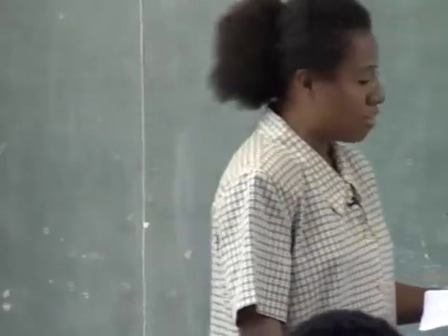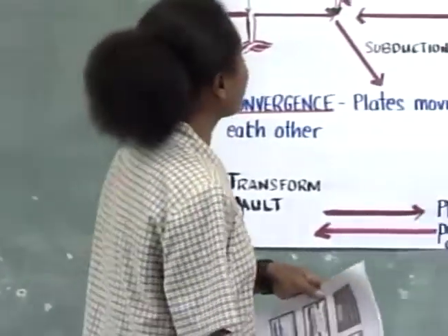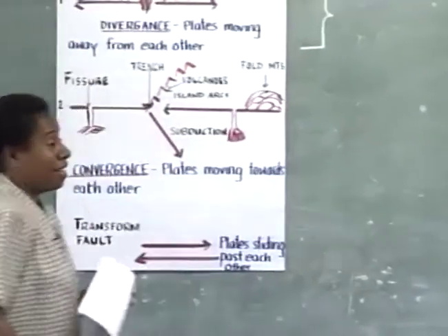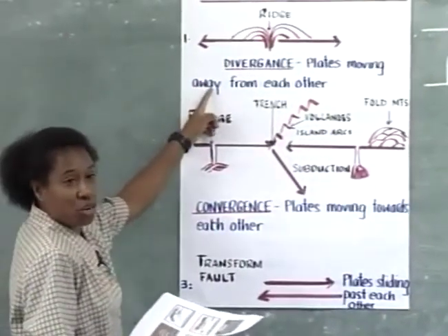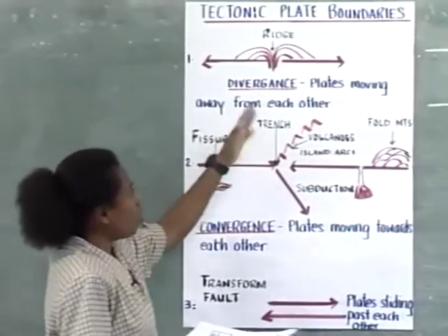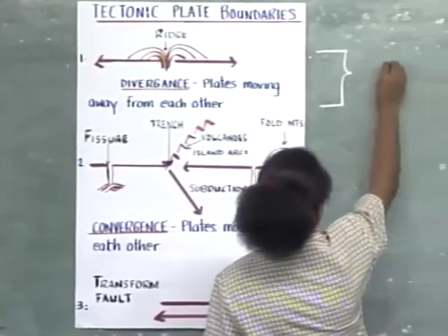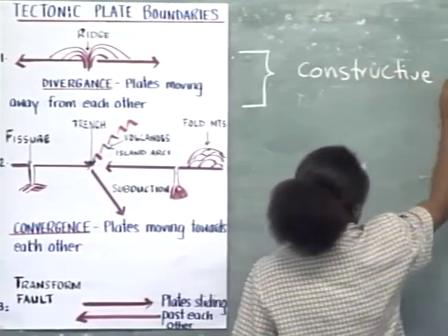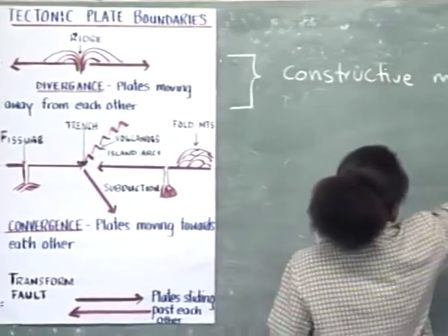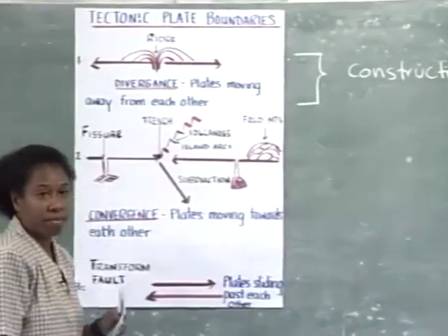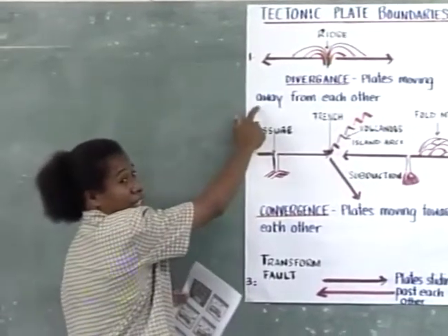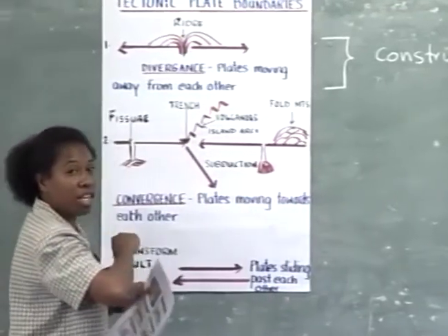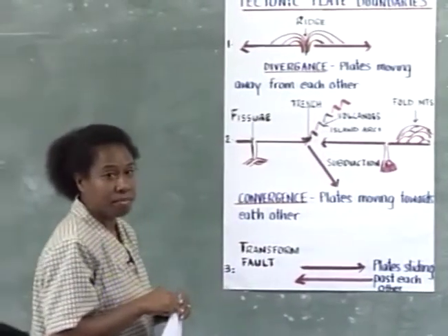When we look at plate boundaries then, note where plates diverge or move away, the margin or the boundary is referred to as a constructive margin or a constructive boundary. So in divergence of plates, the boundary is simply referred to as a constructive boundary or constructive margin.